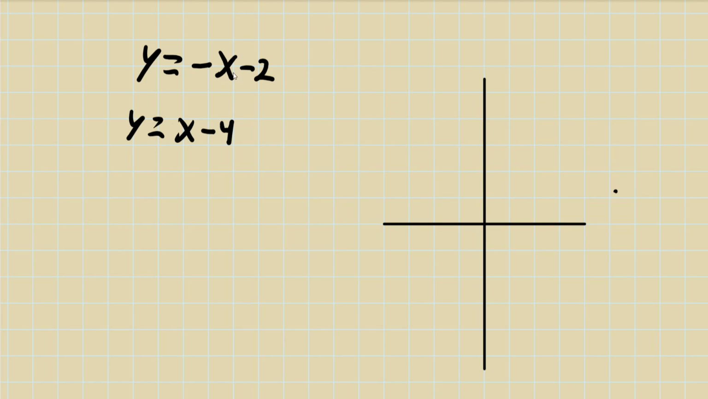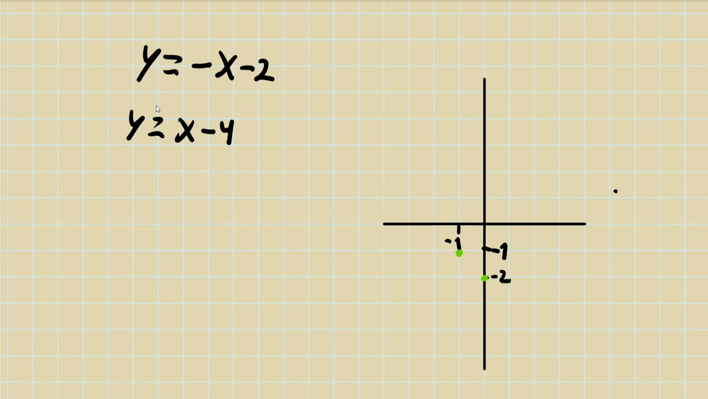So we have the y-intercept of -2, so let's go 2 down, right here, -2, and plot ourselves a point down here. And we have the slope of -1, so I'm going to go 1 back. So here we have -1 and 1 up. Right here, let's plot a point.